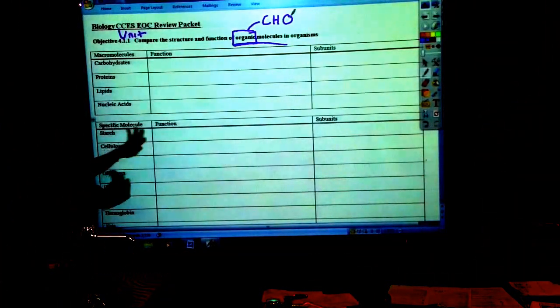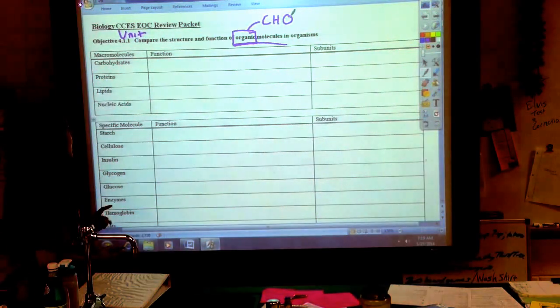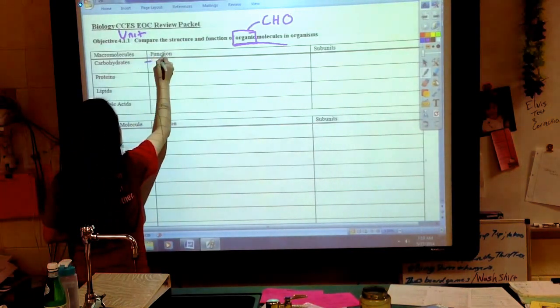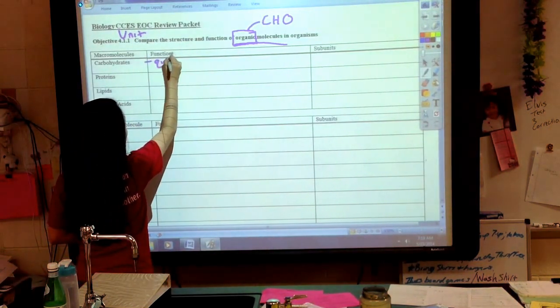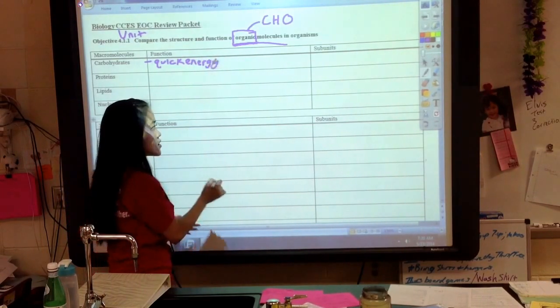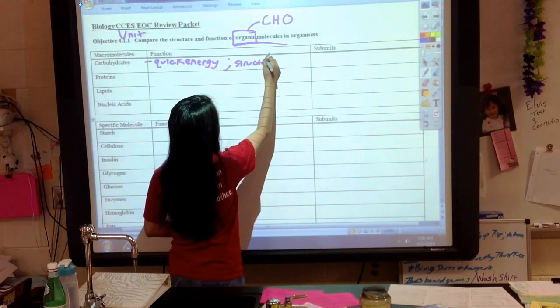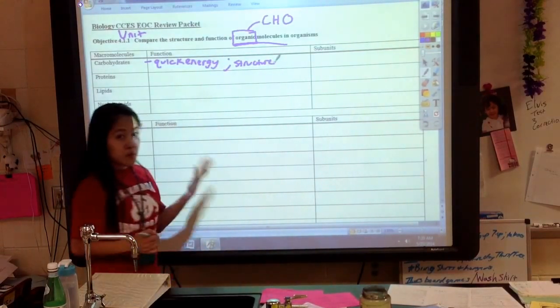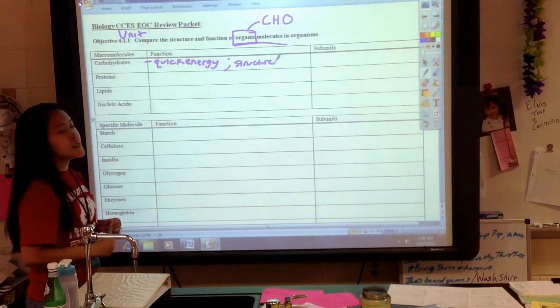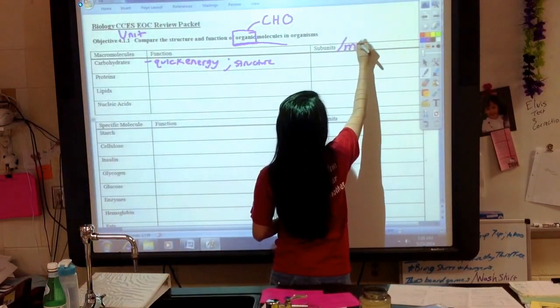We had four main macromolecules. The first was carbohydrates. And carbohydrates are mainly going to be used for quick energy, and also sometimes structure, like in plants. The subunit, another word for subunit is also monomer.